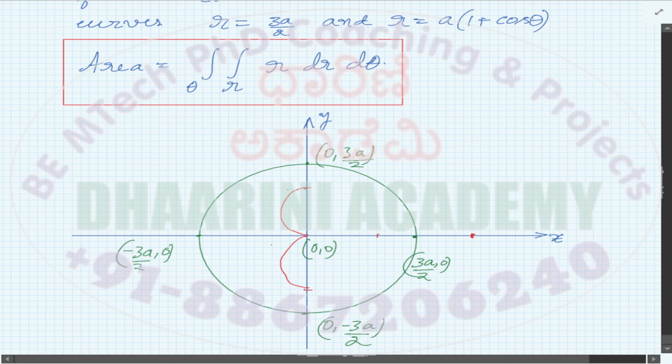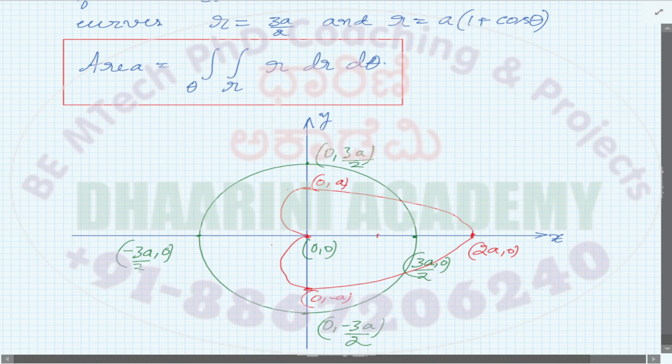Okay, and it goes till 2a. This goes till 2a, right? So this is the second curve. So this coordinate is 0 comma a. This coordinate is 2a comma 0. This coordinate is 0 comma minus a, and as usual this will be the origin.